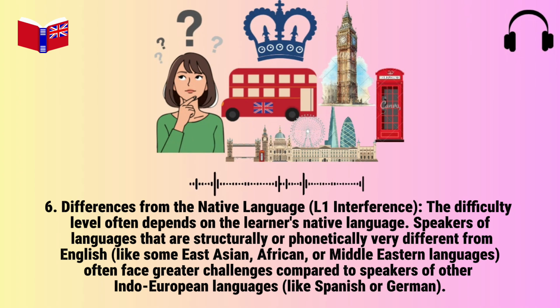6. Differences from the native language. L1 interference. The difficulty level often depends on the learner's native language. Speakers of languages that are structurally or phonetically very different from English, like some East Asian, African, or Middle Eastern languages, often face greater challenges compared to speakers of other Indo-European languages like Spanish or German.